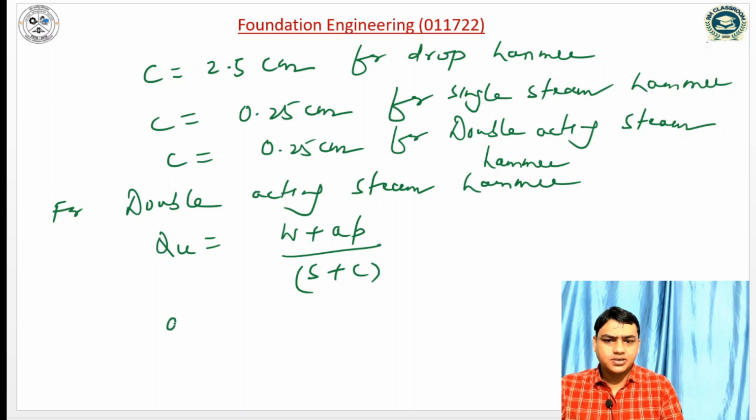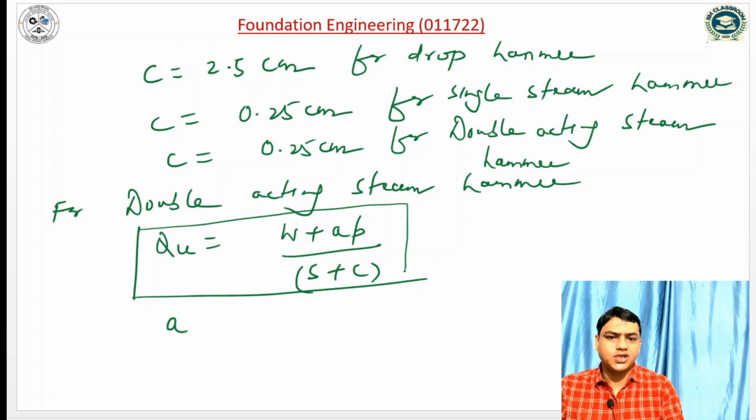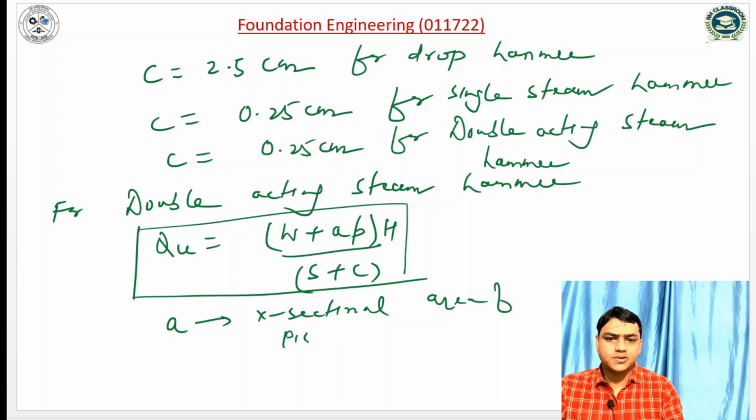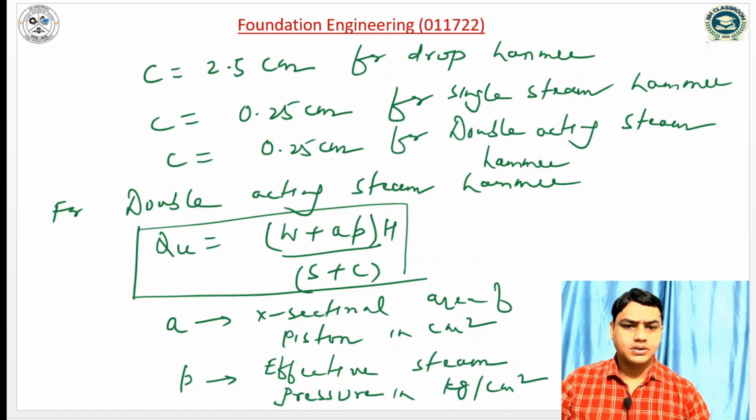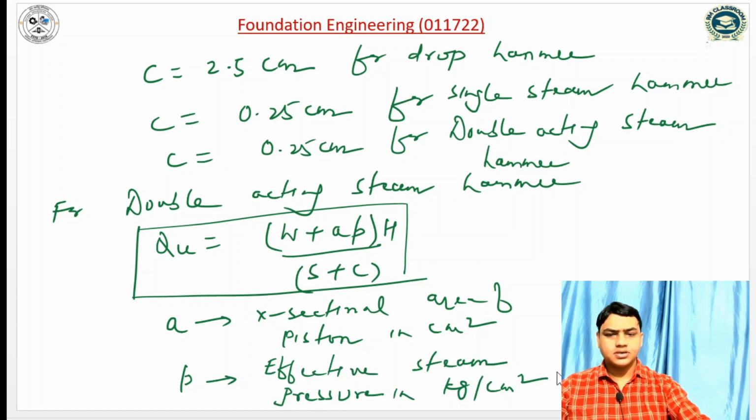So here we can write A is the, instead of WH we have to use W plus AP into H, where A is the cross-sectional area of piston in centimeter square.